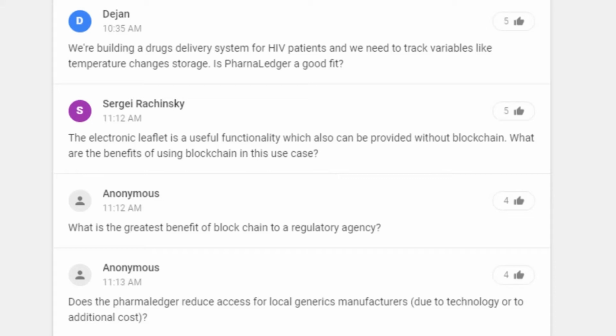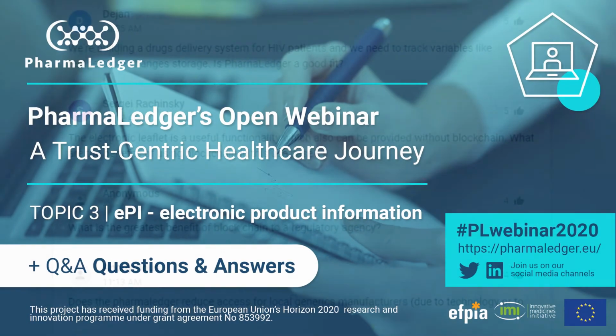I would just add, because I'm reading down a further comment, sorry, Martin, I'm just jumping ahead: would blockchain allow outdated leaflets? What we're looking at here is the concept of batch-specific EPIs. This was identified by the EMA, HMA, and the EC back in November of 2018, I believe. So we're looking to address that question as well.